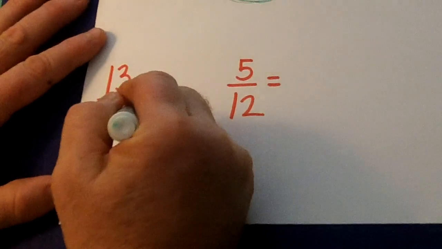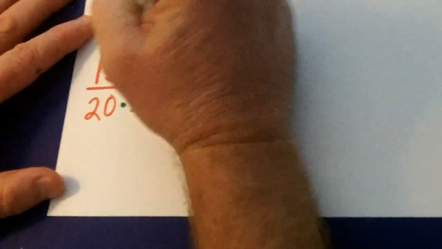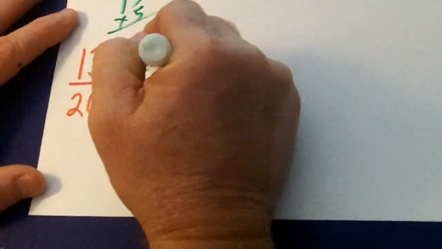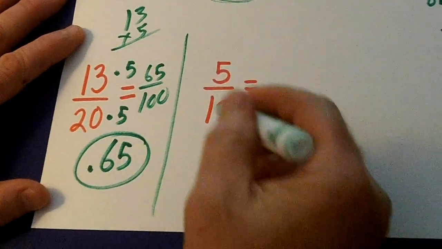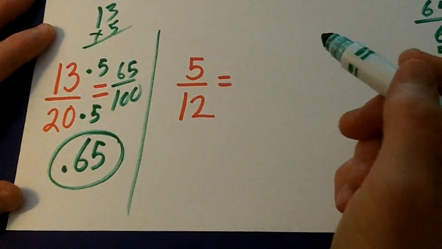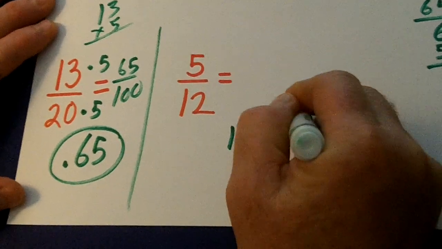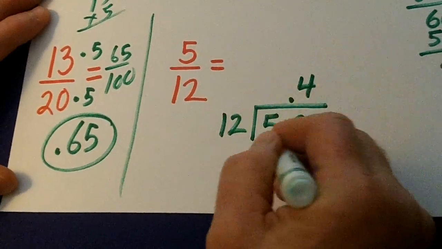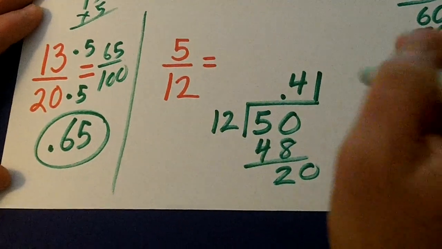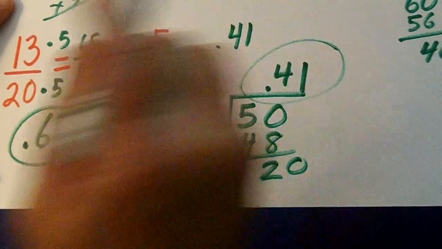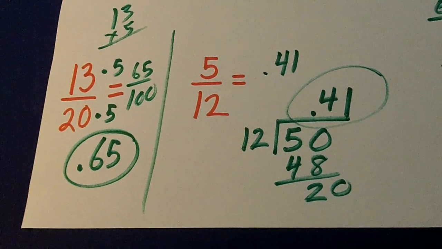Last two problems. Can 20 go into 100? Yes. Times 5 times 5. 13 times 5 is 65 over 100. 65 hundredths. 5/12. Can 12 go into 100? No. So bigger into smaller. Decimal, 0, 4, 48, 20, 12 into 21, good enough. 0.41, 41 hundredths. Your teacher may ask you to round those off. That was our lesson for today.